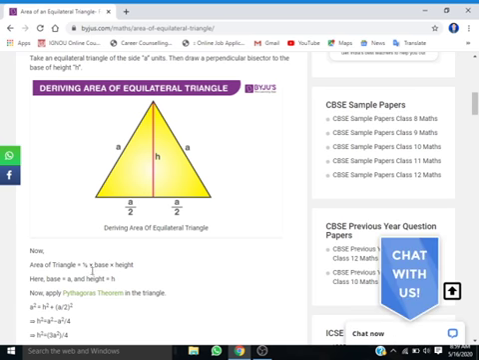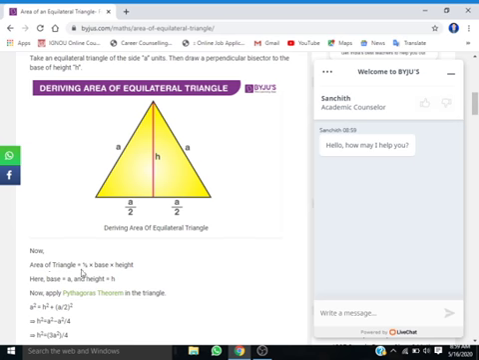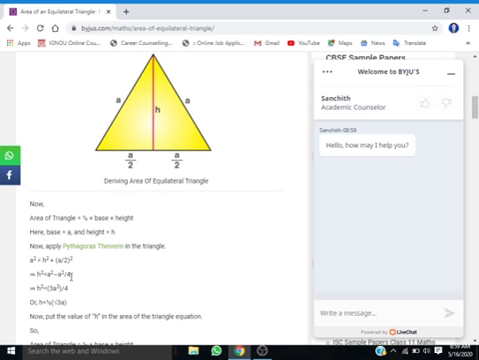derive the formula. The simple formula is area of triangle equals 1 by 2 base into height. In the case of base, let us consider it as side A, and the height is h. We want to apply the Pythagoras theorem. In the case of the Pythagoras theorem, the square of the longest side equals the sum of the squares of the 2 remaining sides. That means h square plus h square.